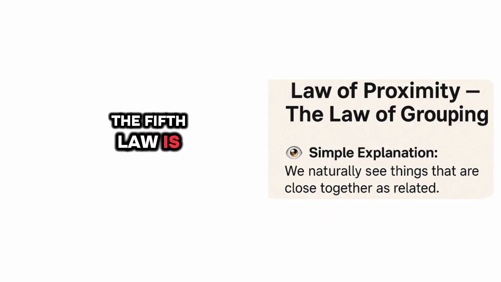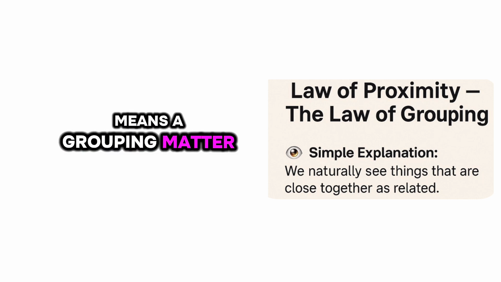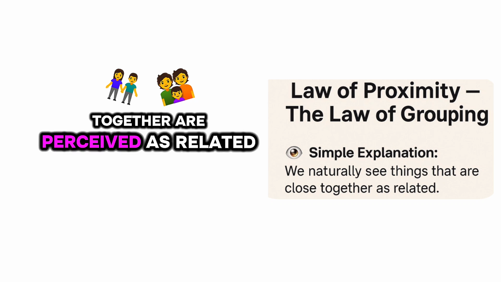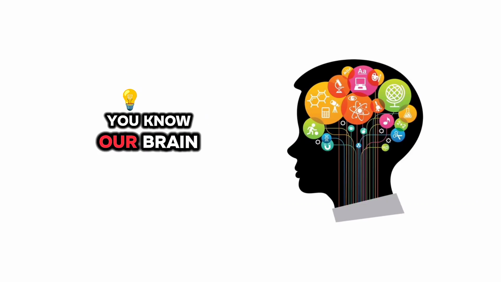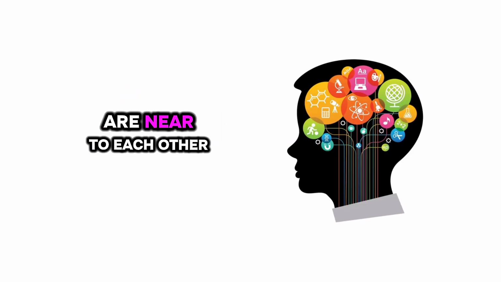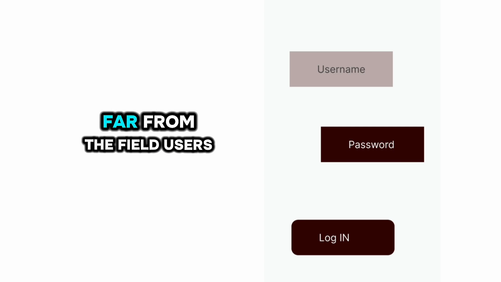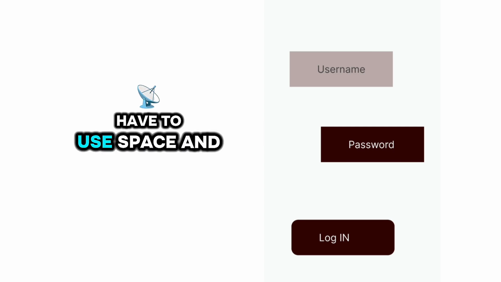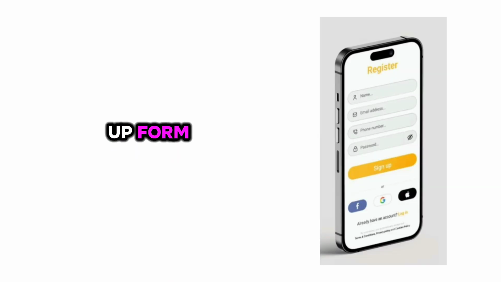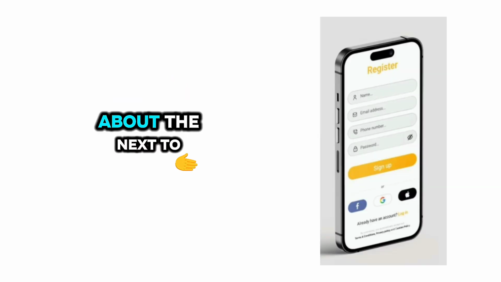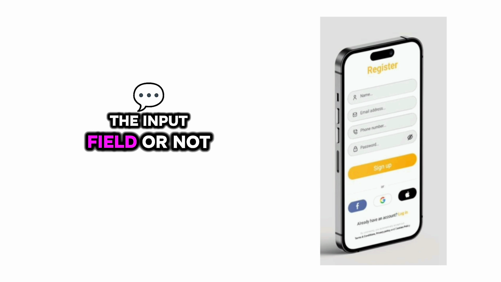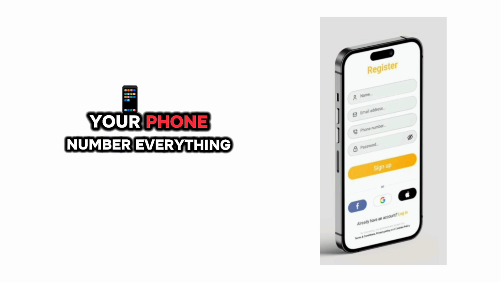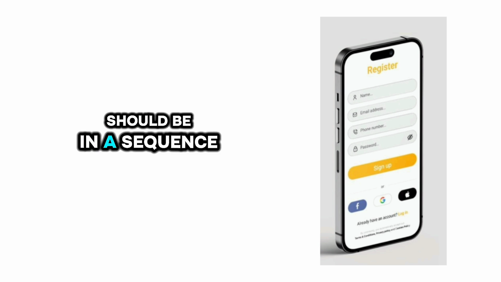The fifth law is the law of proximity, which means grouping matters. This law states that elements that are close together are perceived as related. Our brain naturally groups things that are near each other. So if labels are far from the field, users get confused. For that you have to use space and alignment to line up the form. Place the label right above or next to the input field, not far away, like name, then your last name, your phone number. Everything should be in a sequence.